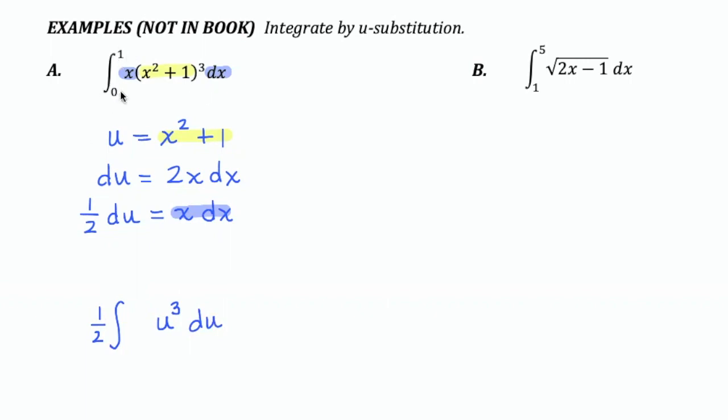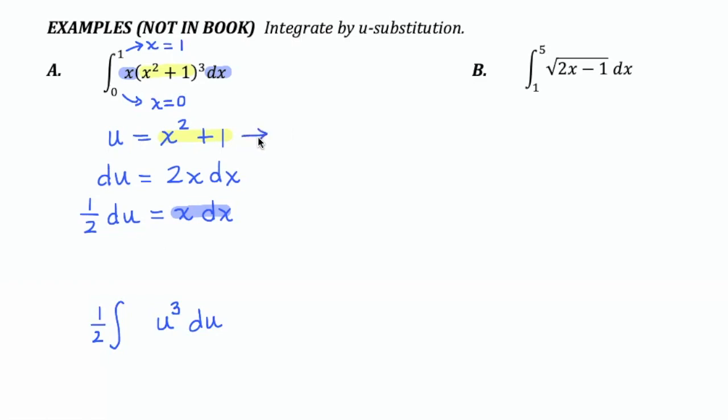The upper and lower limits here on the integral. Remember, this really means you're going to let x equal 0 and you're going to let x equal 1 when you apply your fundamental theorem of calculus. Now, if I change my integral to a u integral, I need to change these upper and lower limits to be values for u, not for x. And the way you do that is quite simple.